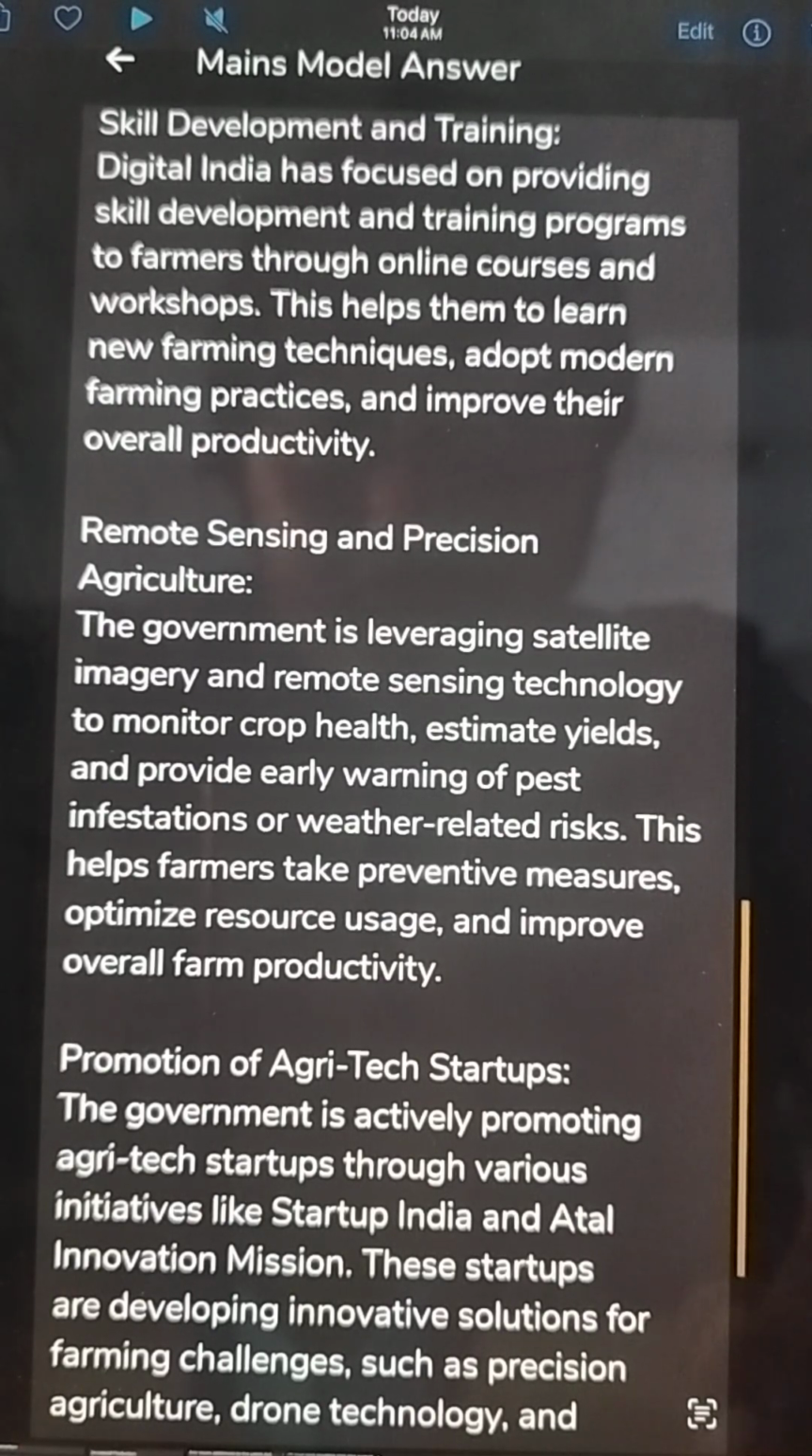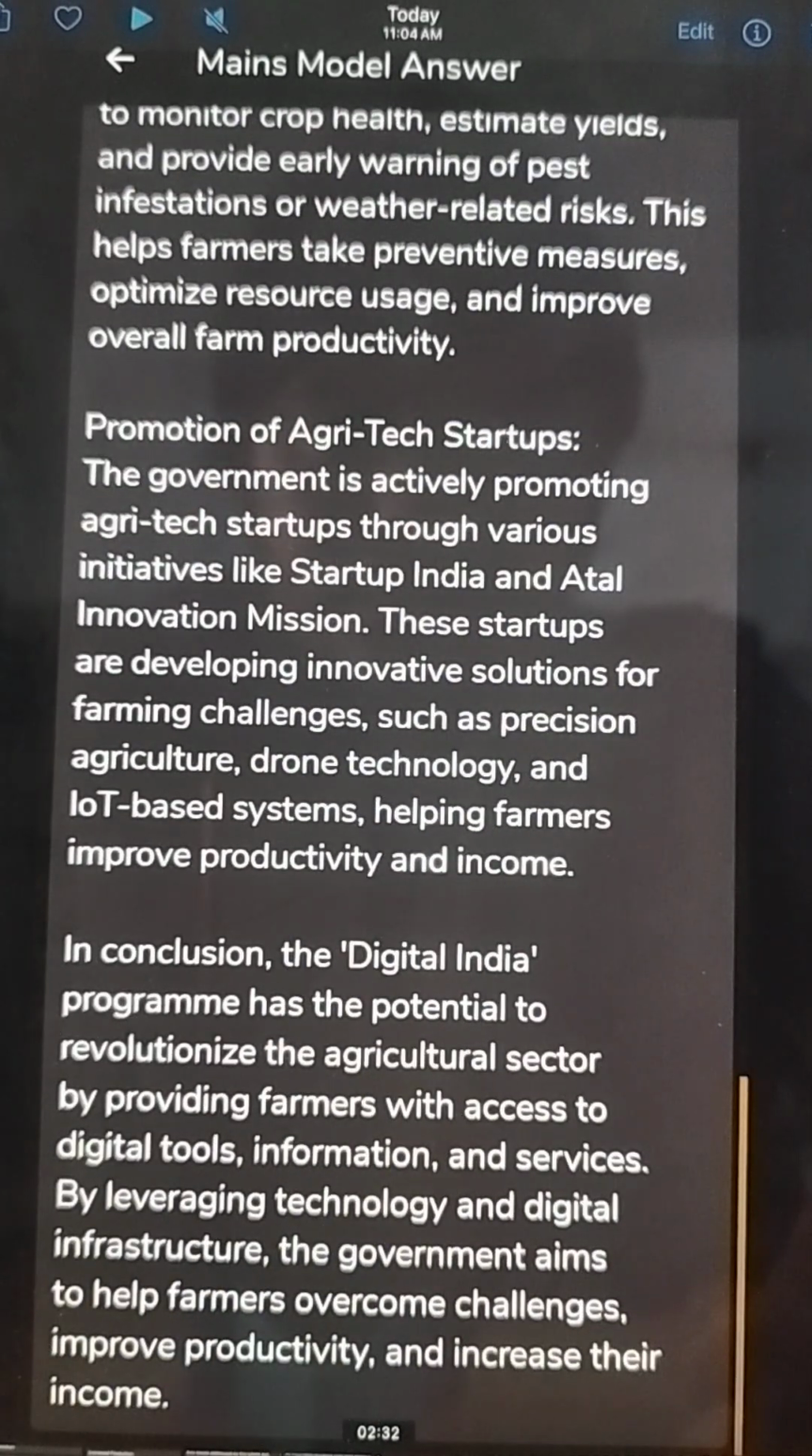Then comes the promotion of agriculture tech startups. The government is actively promoting agriculture tech startups through various initiatives like Startup India and Atal Innovation Mission. These startups are developing innovative solutions for farming challenges such as precision agriculture, drone technology, and IoT, internet of things technology based systems, helping farmers improve productivity and income.